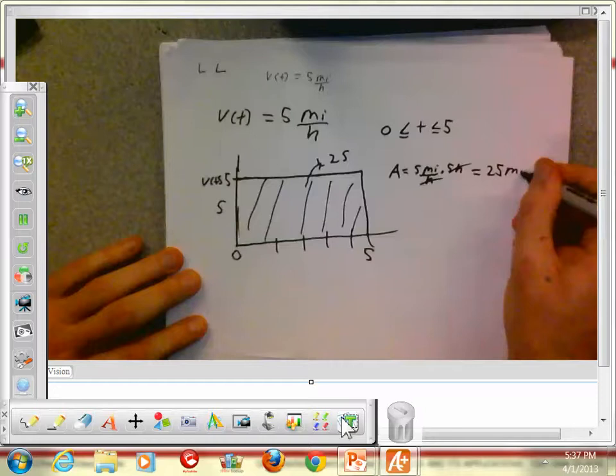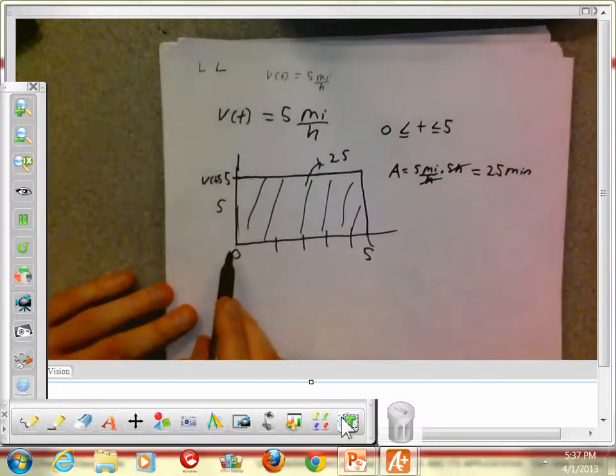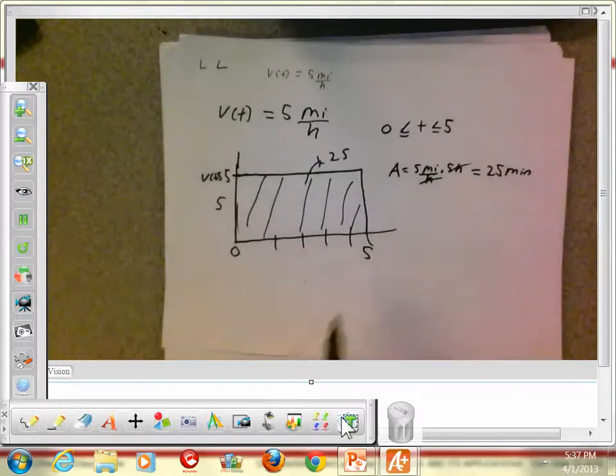So basically, by finding the area under this curve, we found the amount that we've displaced after 5 hours. All right, so it's easy to see that when we have one rectangle, and we're going to deal more with that in the next section. But if we go back to the problem in the chapter, that's kind of what it's getting at here.